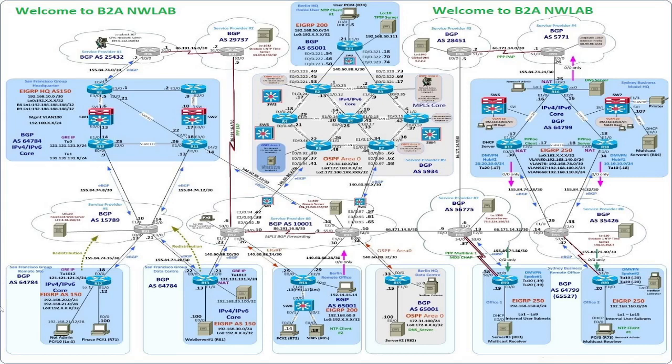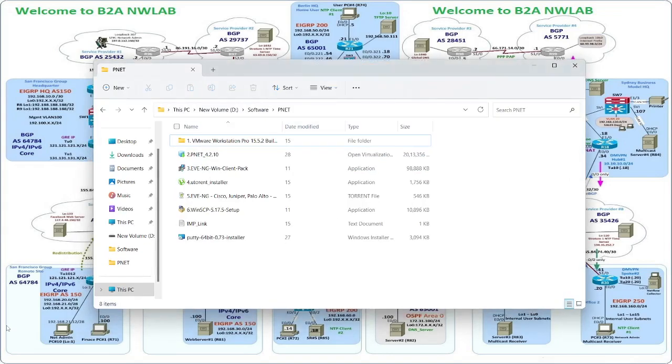For the installation of PNET, we require 5 to 6 software to complete the setup. First of all, we require VMware and this PNET OVA file, which I have already downloaded, the EVE-NG Windows client pack, a torrent client which is used for Cisco IOS image installations, and WinSCP, which is used to transfer files from our system to PNET. So I am going to install them one by one.